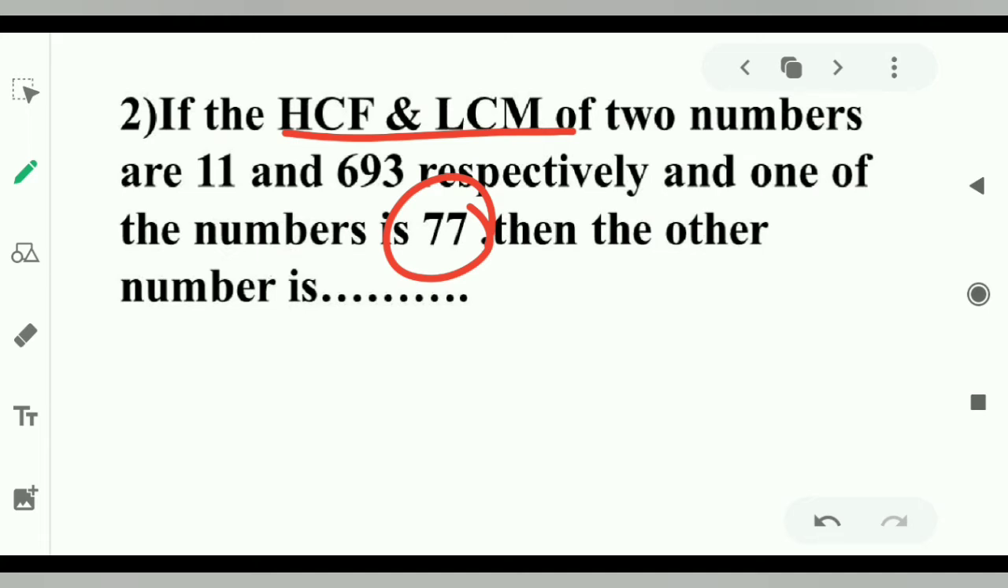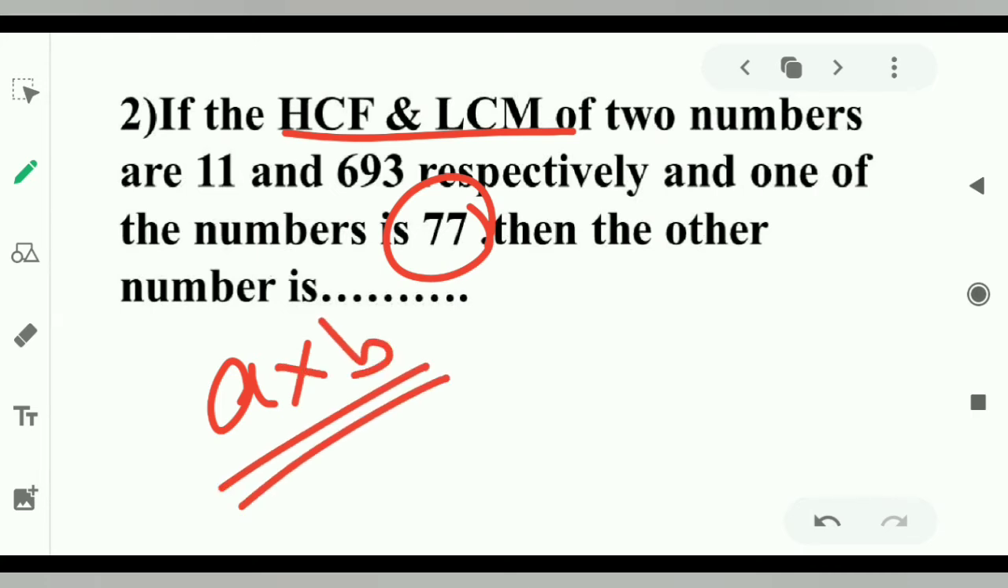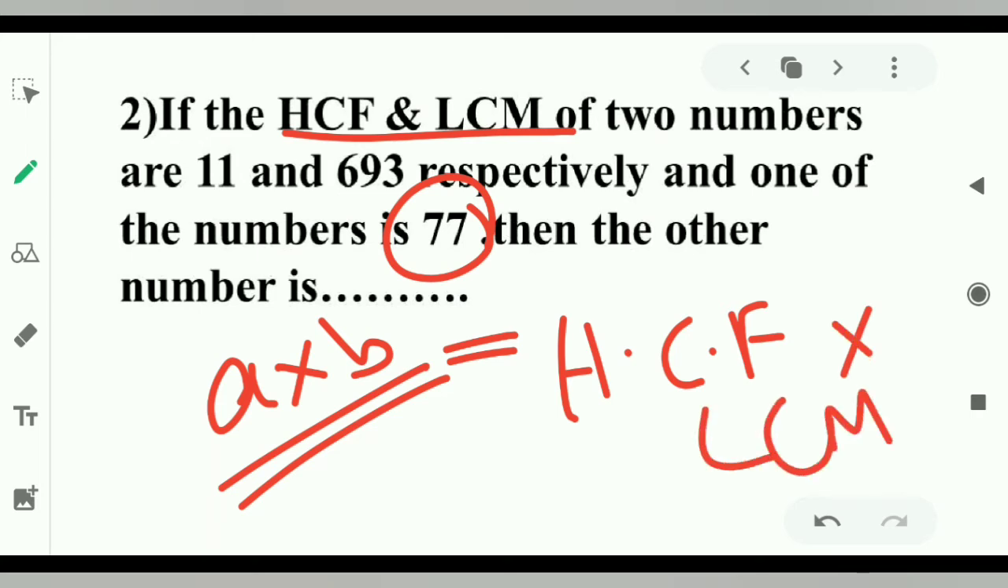Suppose we let the two numbers be A and B, then the product of A and B will be equal to... good, you all remember? Very good. The product of two numbers is nothing but the product of HCF and LCM of those two numbers. We are going to implement this property in this problem.